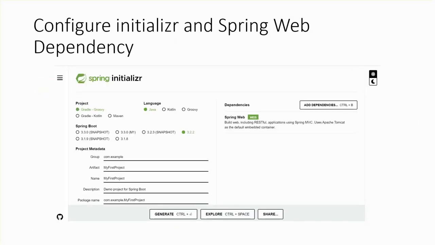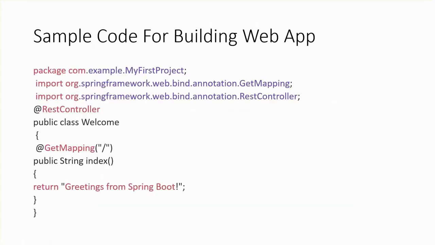Let us start with the demonstration. There we are going to deploy the web applications. We are going to add the Spring Web that I showed in the demonstration. Let us start with the sample code for building a web app. The two important things you have to remember here is we have to import two packages under Spring Framework. One is GetMapping and the second one is RestController.